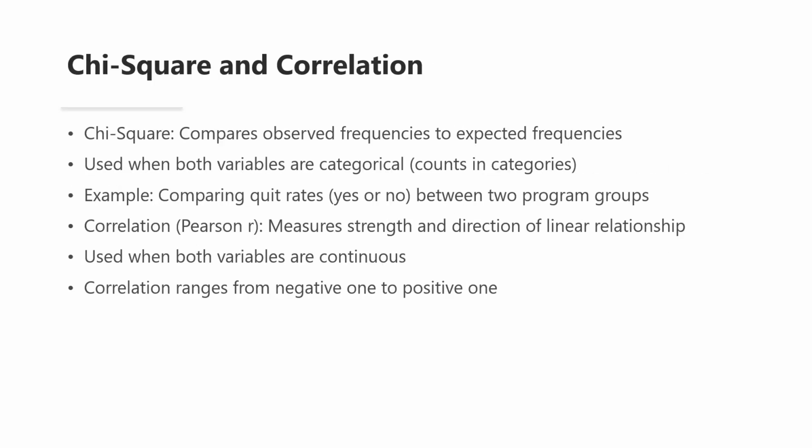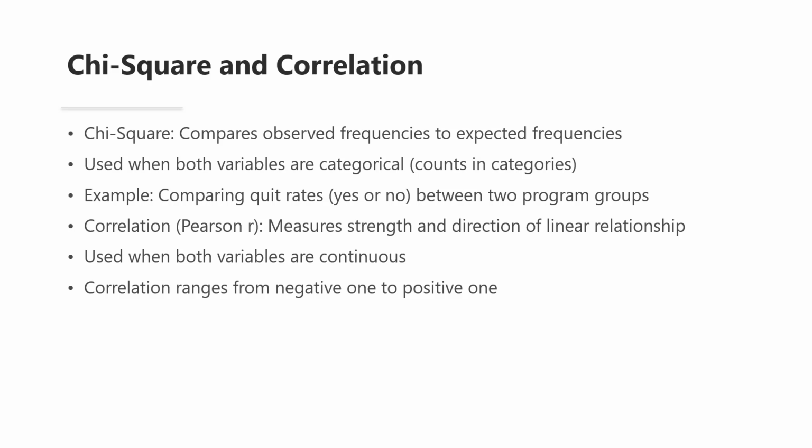The chi-square test is used when your dependent variable is categorical rather than continuous. Specifically, chi-square compares observed frequencies, meaning the actual counts in each category, to expected frequencies, meaning the counts you would expect if there were no relationship between variables.